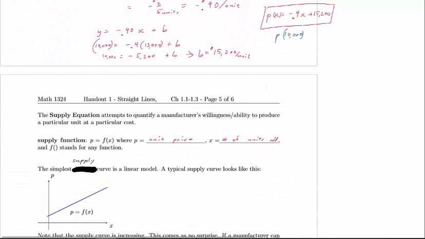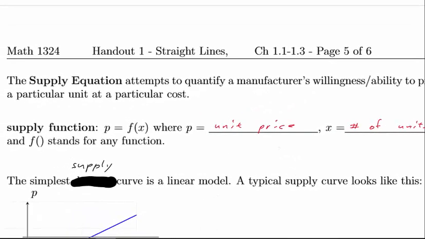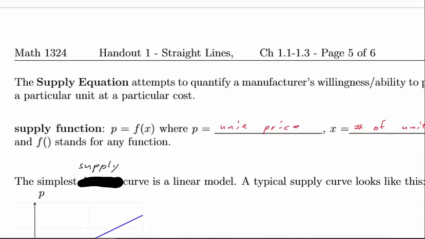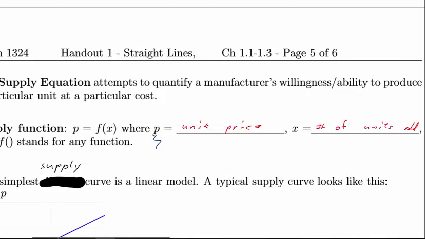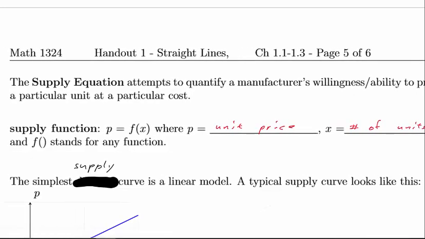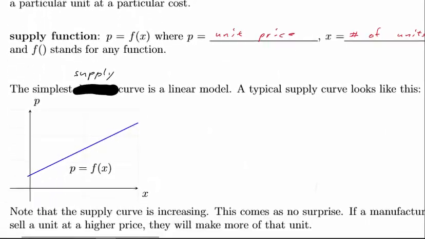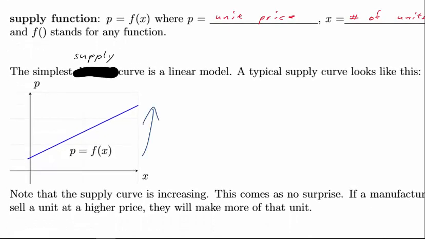All right. So let's move on to the supply equation. The demand equation models someone's willingness to spend. The supply equation models a manufacturer or producer's willingness to bring the good to market. And again, it's modeled very similarly. The supply equation has a P for unit price. It is a function also of the number of units sold. And again, the simplest supply curve is a linear model. Note that this one is increasing.